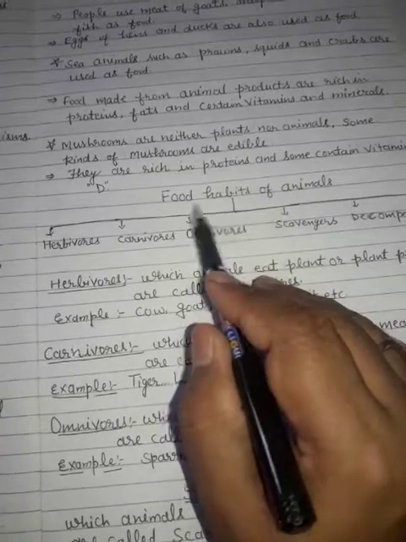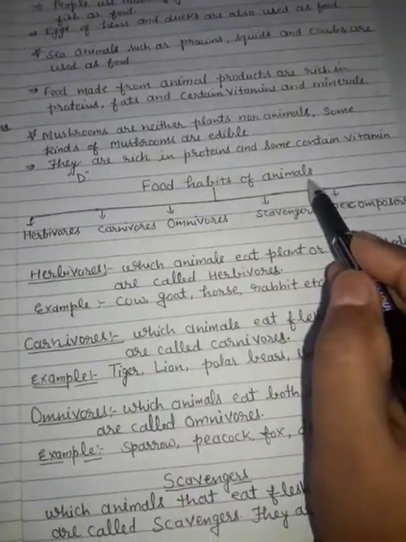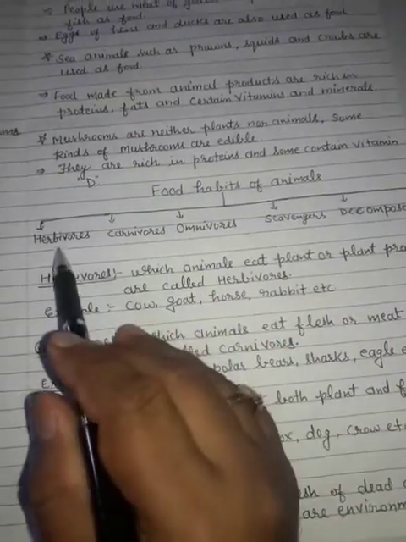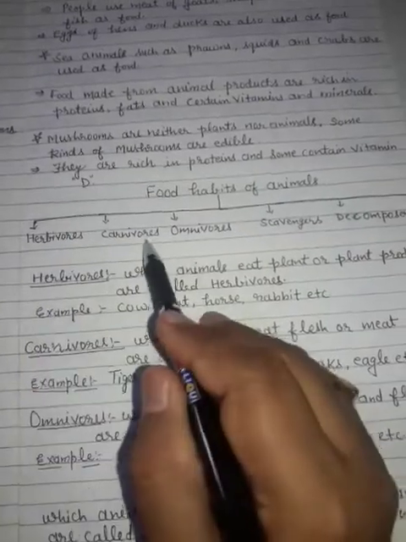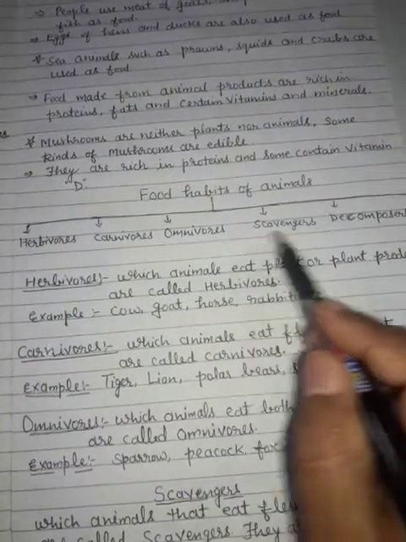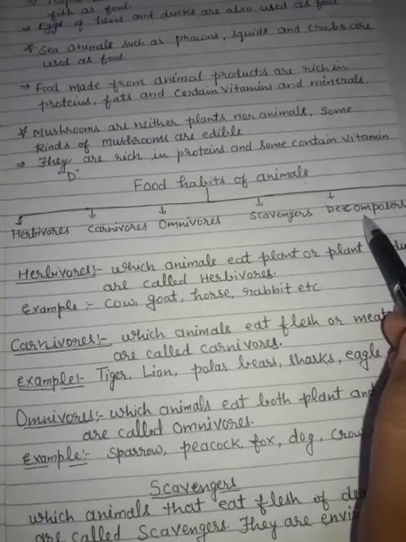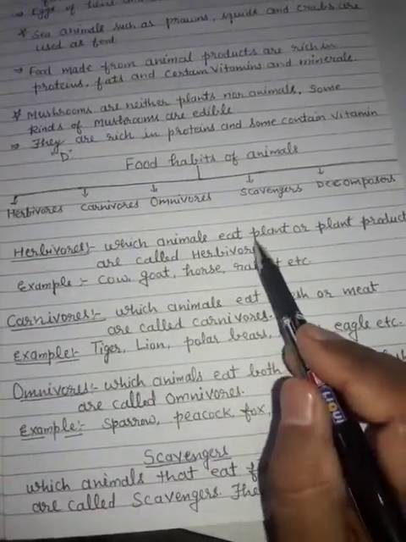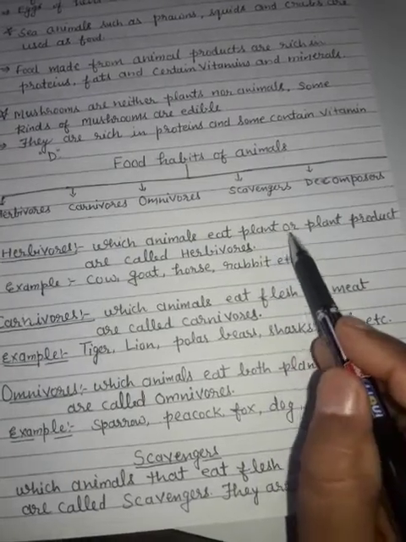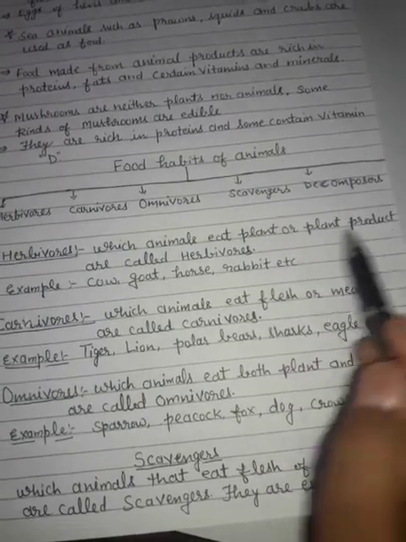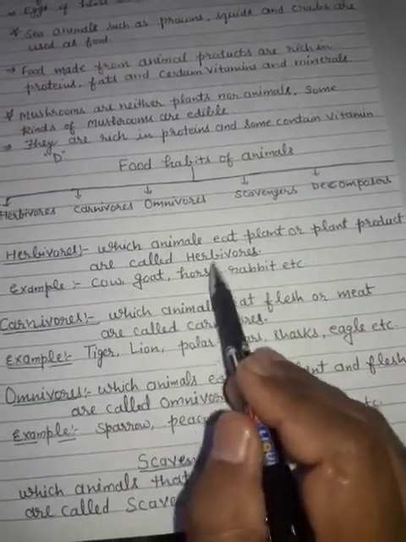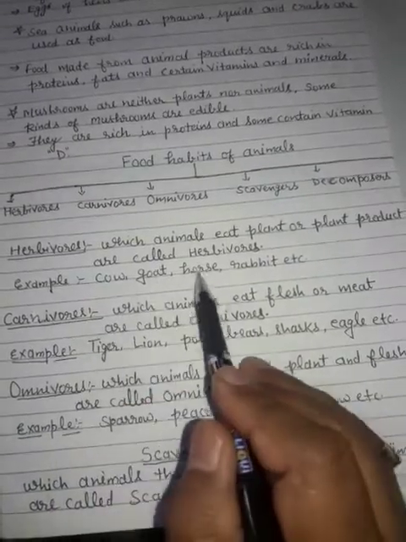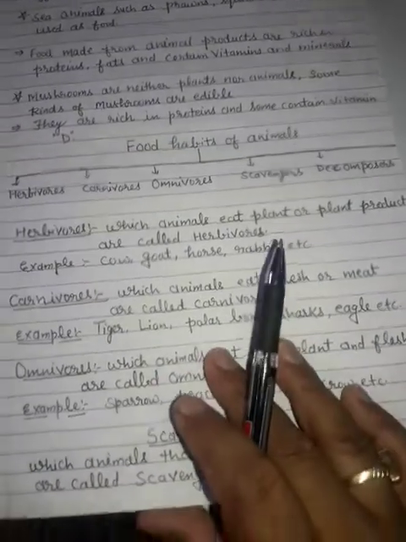Next topic, food habits of animals. First, herbivores, carnivores, omnivores, scavengers, decomposers. Herbivores. Animals which eat plants and plant products are called herbivores. Example, cow, goat, horse, rabbit, etc.